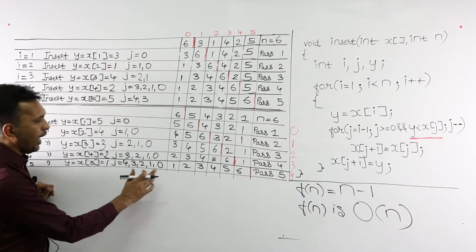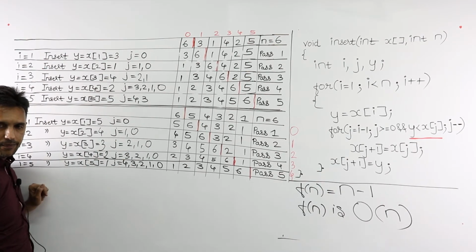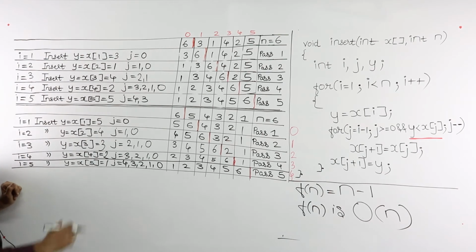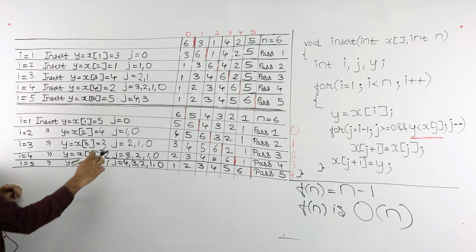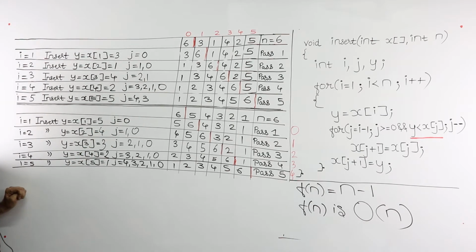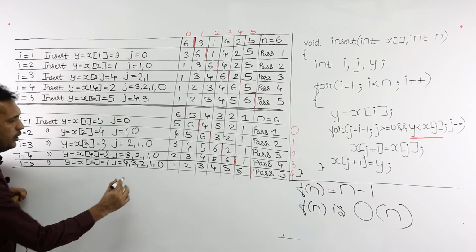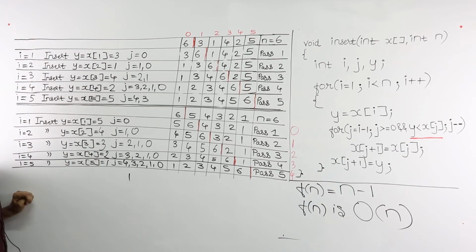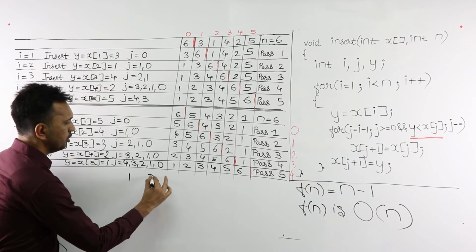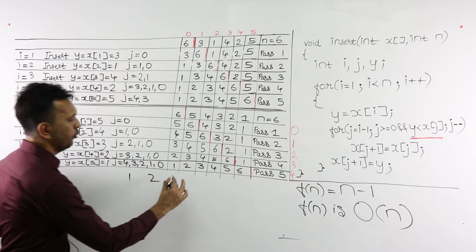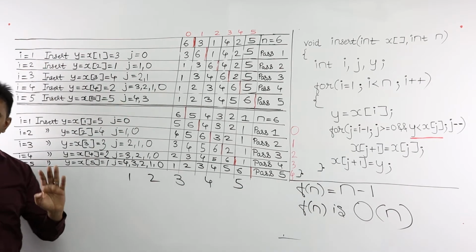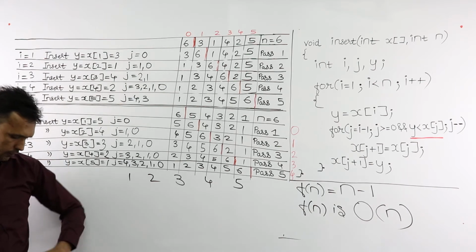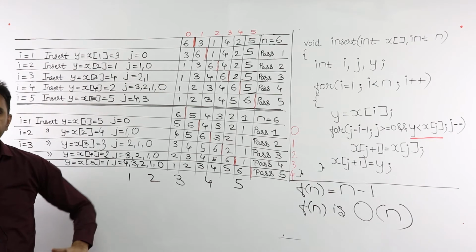Now over here, have a look at the values of j. Tell me one thing, in the first pass, this j takes how many values? 1. So I'll write 1. Second pass? 2. Third pass? 3. Fourth pass? 4. Fifth pass? 5. Any doubts? Now listen to me very carefully, be very attentive.